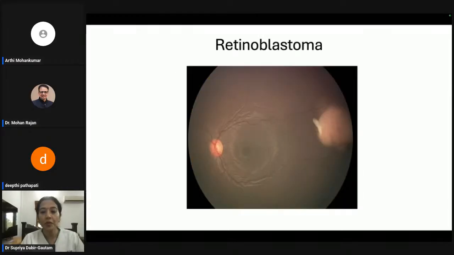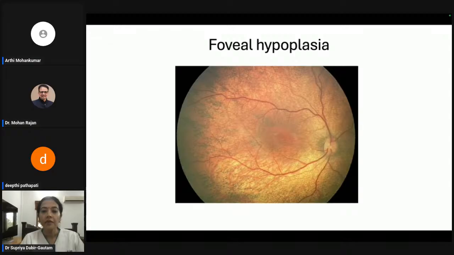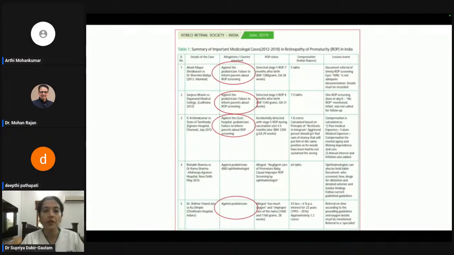We can pick up tumors early on, like retinoblastoma, and save not just the life of the baby, but also the eye. We can pick up certain conditions like albinism and foveal hypoplasia, and this helps us in training these babies as they grow into children much earlier on.